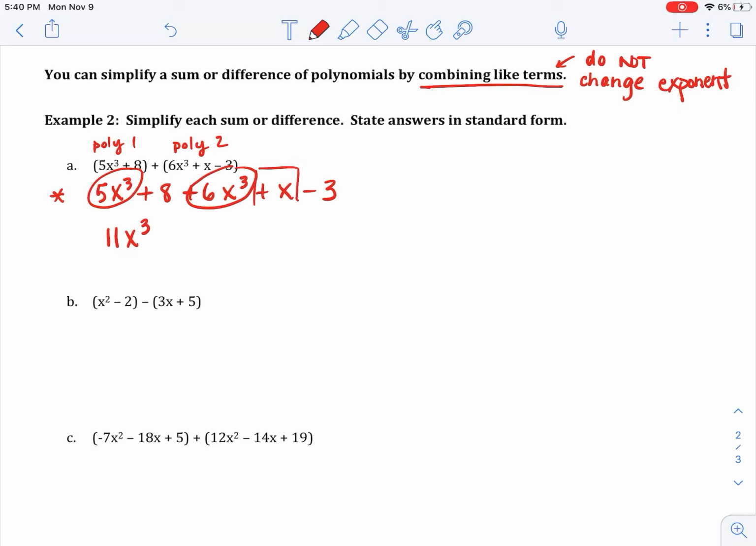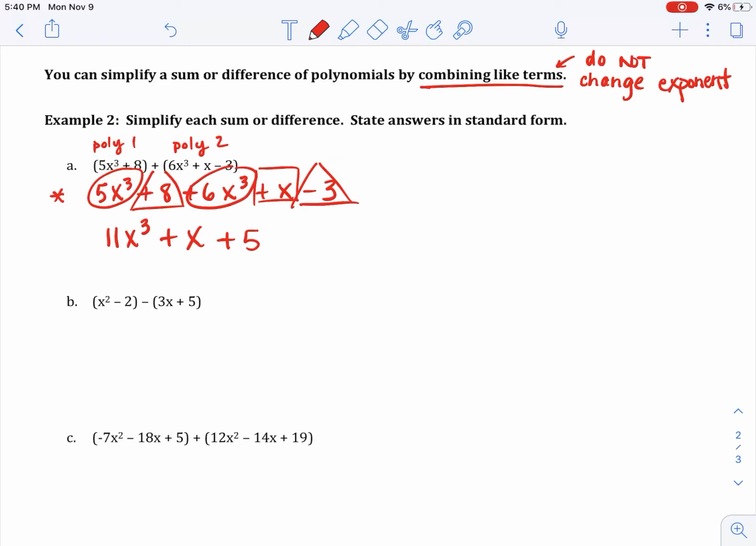The x is all by itself, right? It doesn't get added with anybody. And then the 8 and the negative 3 should get added. And so we have a plus 5. Notice how I'm shape coding them. You don't have to do that, but I'm going to shape code them so I know what belongs together. And also notice how I did the exponent of 3 first. Then I moved over to the x that had no exponent but really has an invisible 1 on it. And then I moved over to the constants.